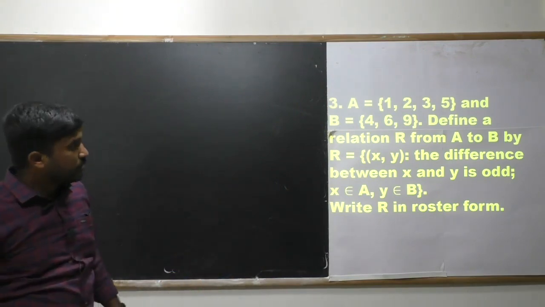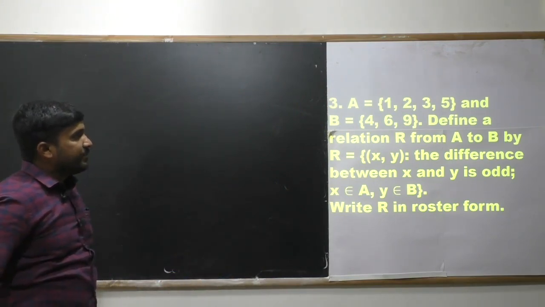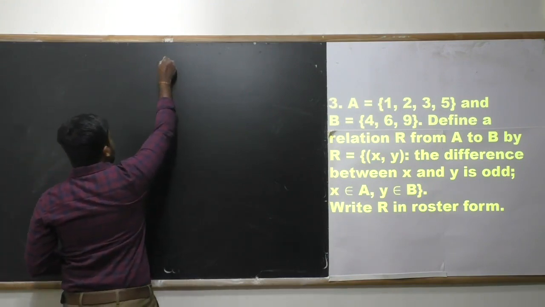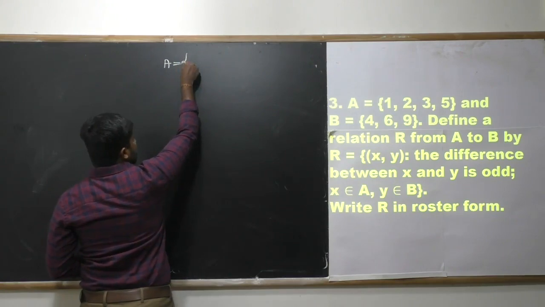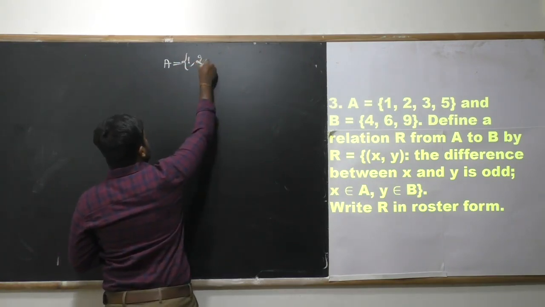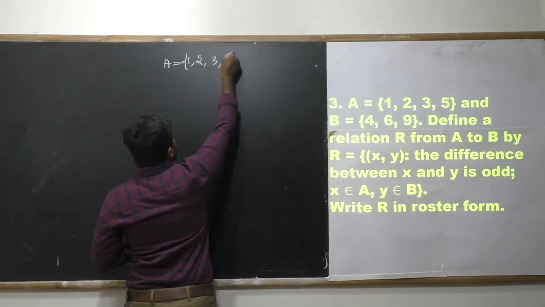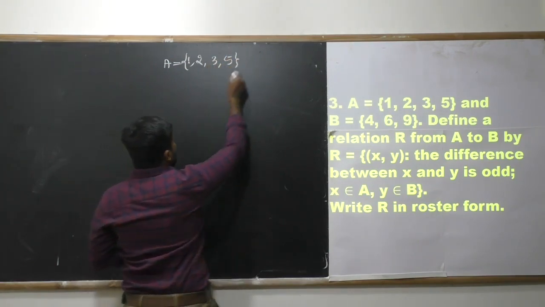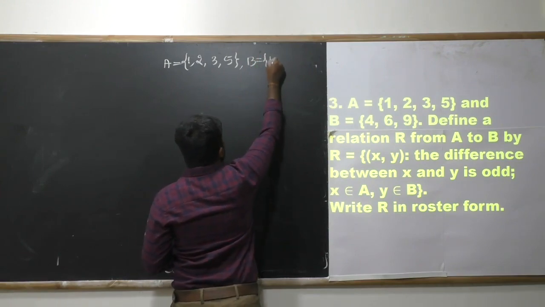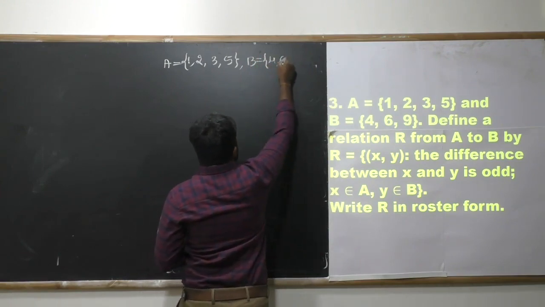A is equal to the set with elements 1, 2, 3, 4, 5. Next, B is equal to the set with elements 4, 6, 9.